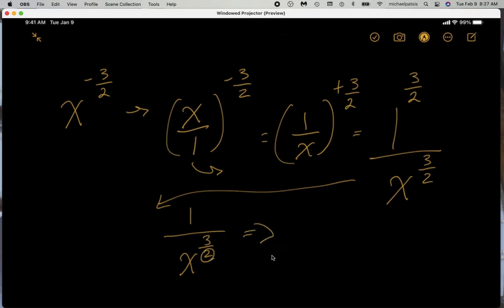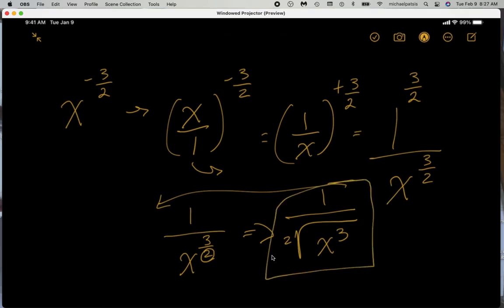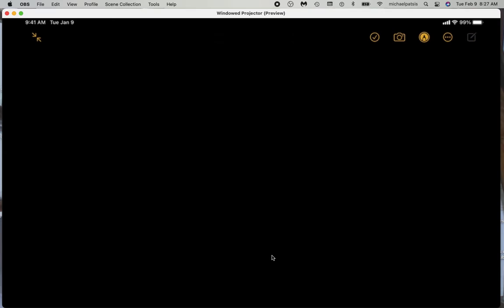Here's your root. It's underground. Draw your radical symbol first. There's your final answer. You could also take this and flip that up, and you could have 1 over square root of x to the 3rd. They mean the same thing. Let's do another one.